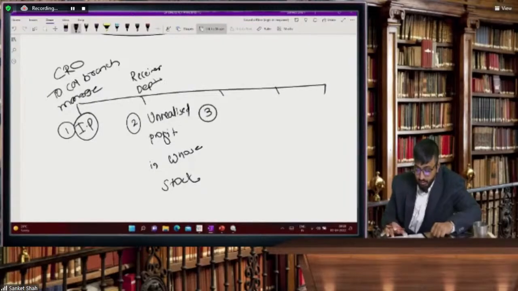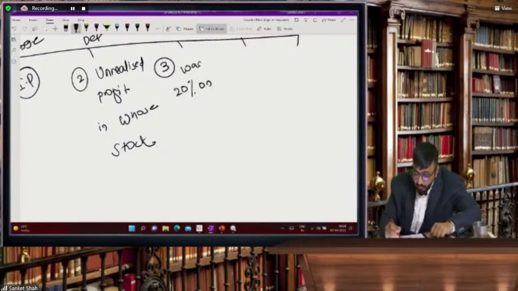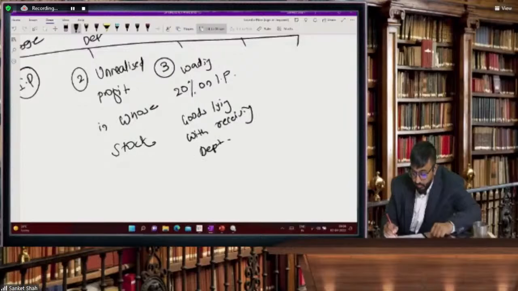Third question. 20% loading on invoice price. Goods lying with receiving department, rupees 12,000. What is the amount of loading?